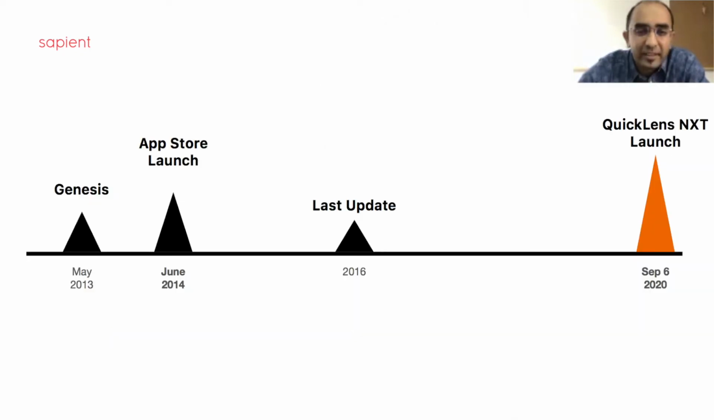So as I said, the journey for QuickLens actually begins a little earlier, almost 7 years back. I started in May 2013, but within a year or so, I got a rudimentary set of tools and stuff created, and I launched on the App Store in June 2014.